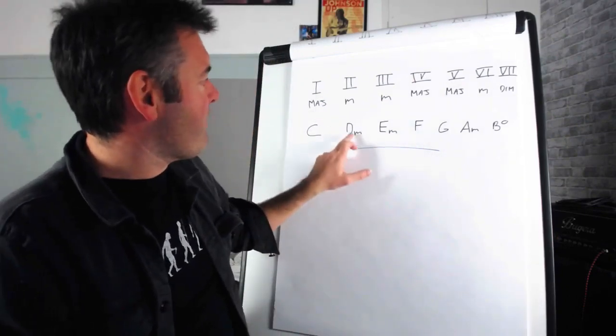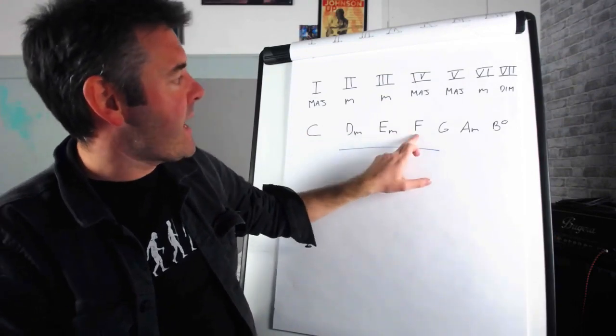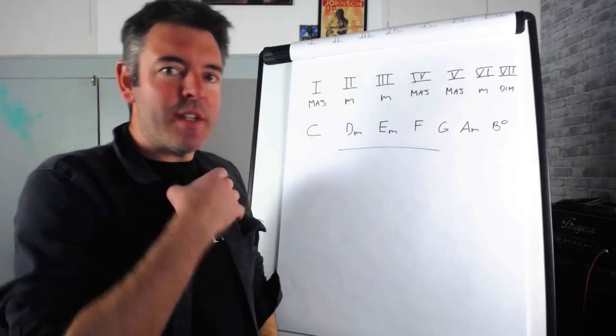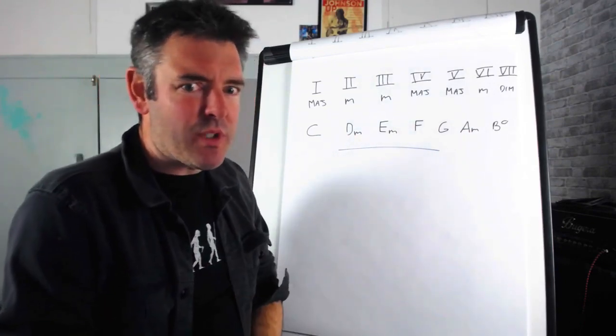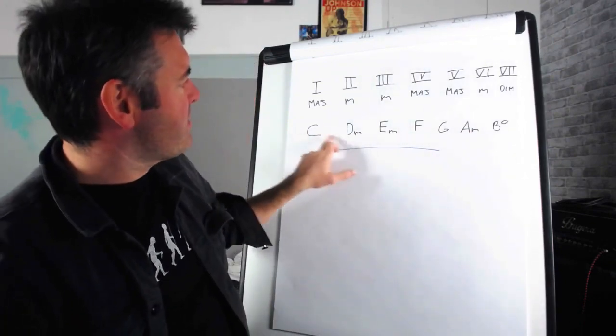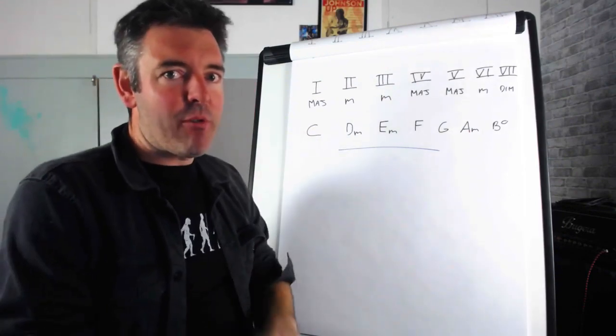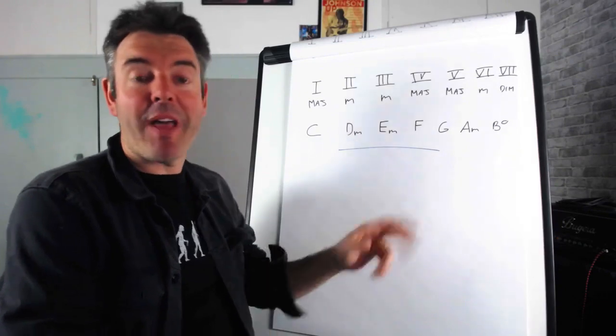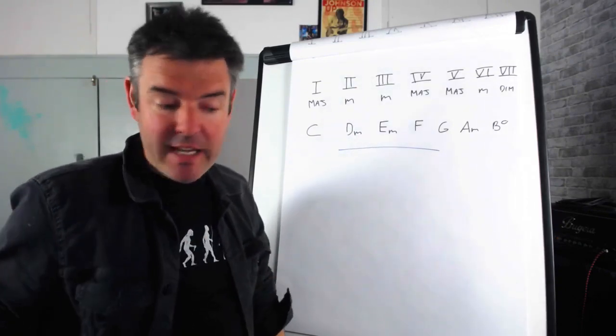We've got C major, D minor, E minor, F major, G major, A minor, and B diminished. Now, this is what the guy who asked me the question wanted to know. He said, well, there's 7 chords, but only 3 of them are actually major, yet we're in a major key. So where do these other chords come from, these minor chords and this diminished chord? So we're going to cover that in just a moment.